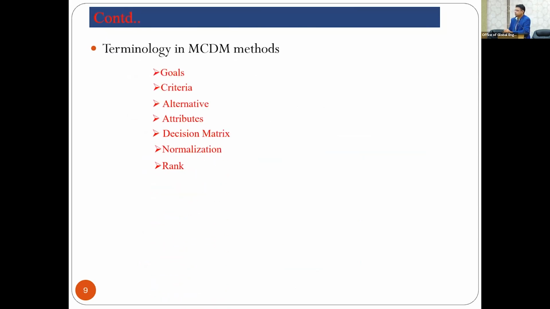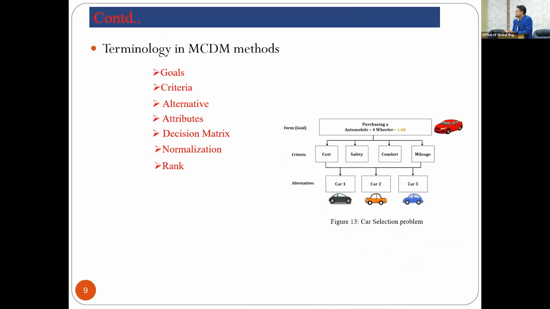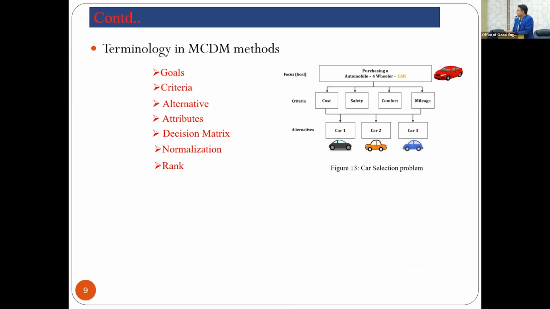These are some terminology I will use during this presentation. One is goal. Goal means objective. Criteria we all know. Then alternative, attributes, decision matrix, normalization, and ranking. This figure shows a car purchase problem. If we have to purchase a car, a four-wheeler, the criteria may be cost, safety, comfort, and mileage. And we have alternatives of three cars, car 1, car 2, and car 3.